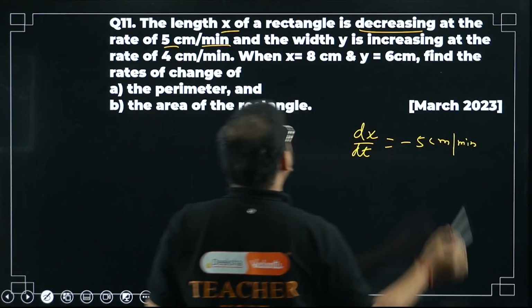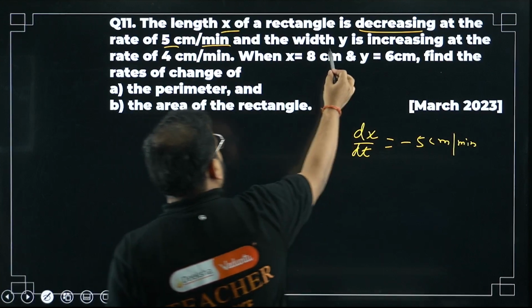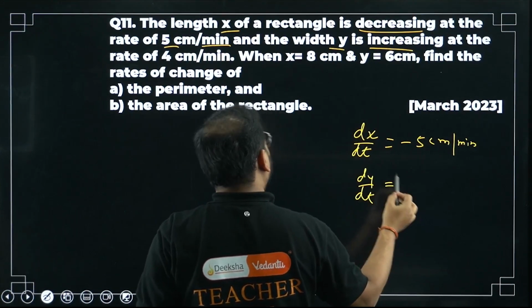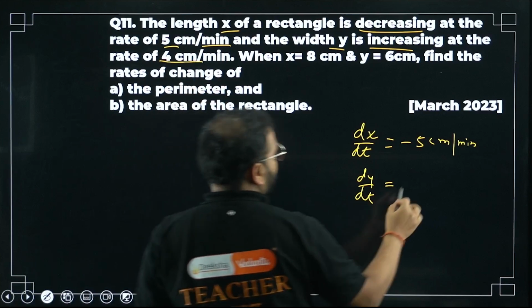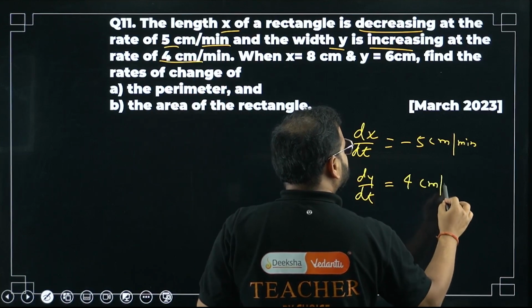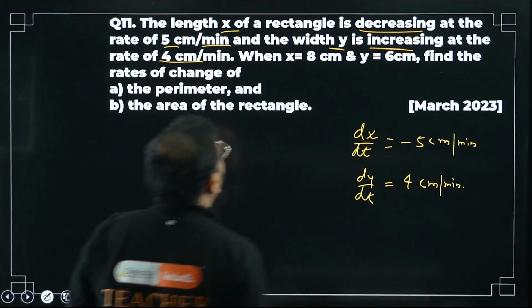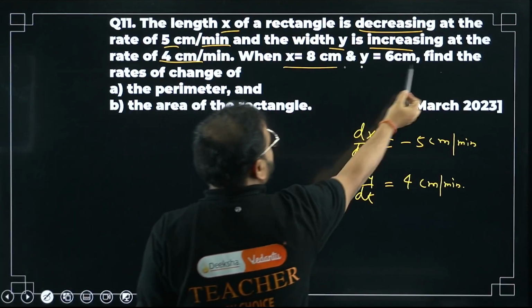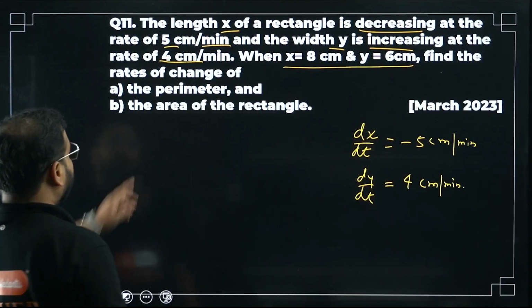Correct or not? Yes. Same way, width y is increasing, so positive. What is that? Plus 4. Okay, sir. When x is 8, y is 6. Find the rate of change of perimeter.